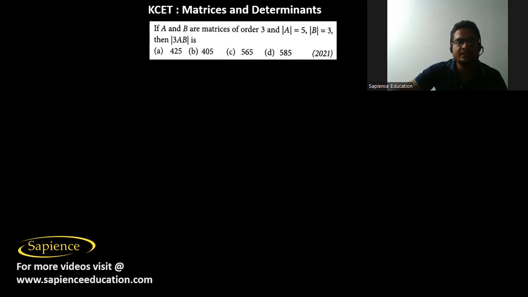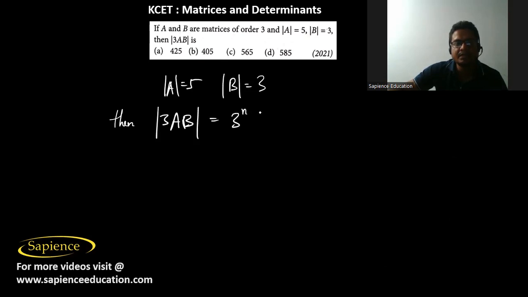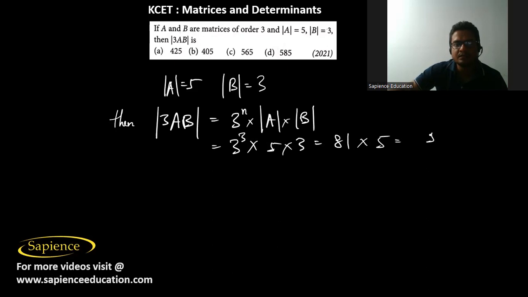Then here it is told, if A and B are matrices of order 3 and the determinant of A is equal to 5 and the determinant of B is equal to 3, then the determinant of 3AB is how much? So that will be equal to 3 power n times the determinant of A times the determinant of B, where n is the order of the matrices. So that is 3. So this will be 3 power 3 into 5 into 3. So that will be 3 power 4, that is 81 into 5. So that is equal to 405. So option B is the correct answer.